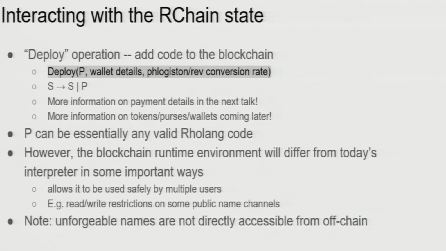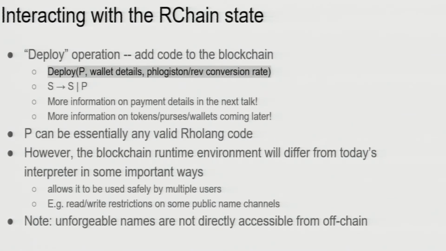And so now we want users, or app developers, to be able to interact with the RChain state. So we have this notion of a deploy operation, which is just adding something into the state. If P is some valid piece of Rholang code, you can deploy P, and you give some payment-related details, which, again, Joe will get into a little bit more detail on how your payment leads to computation.